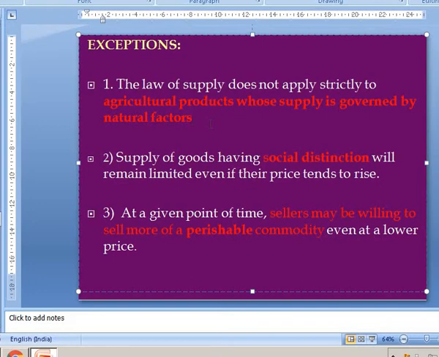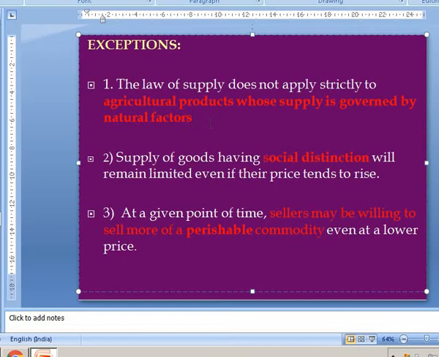Just because the price of onions has gone up doesn't mean that within 2 or 3 days I can produce more and sell more onions. No, it will take some time. If onions take around 3 months to grow, 3 months have to pass for the produce to get ready for the market. Clear? So in this case, the law of supply will not hold true.